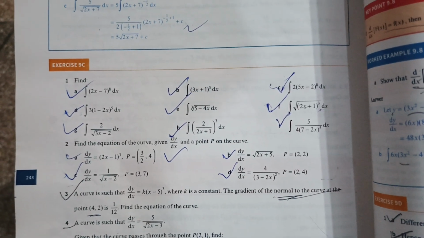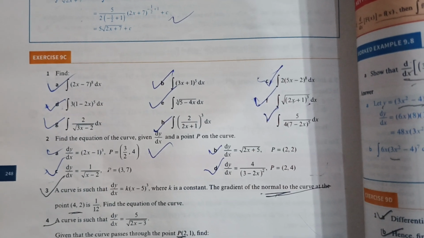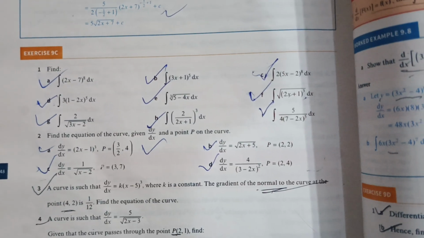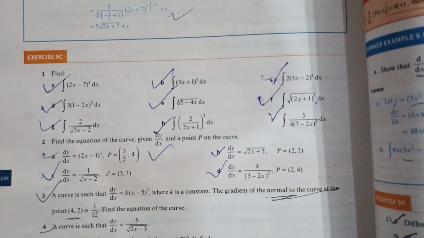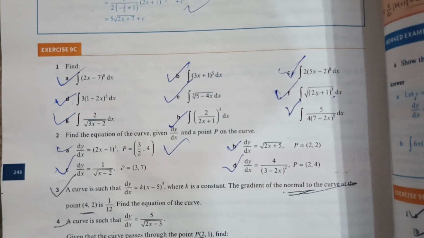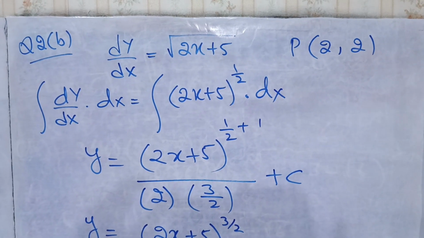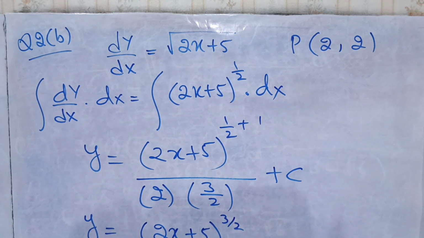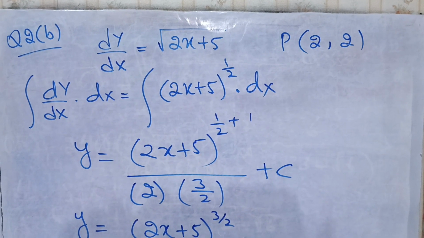Now we are going to work on exercise 9C question number 2 and its B part. dy by dx is equal to the square root, and under the radical we have 2x plus 5. The point through which the curve is passing is (2, 2). So we need to find the equation of that curve. So question number 2 and its B part, dy by dx is equal to the square root of 2x plus 5, and it's passing through the point P which is (2, 2).